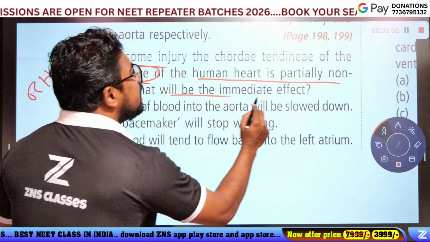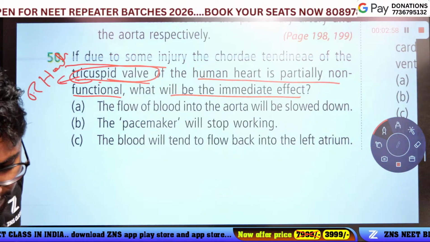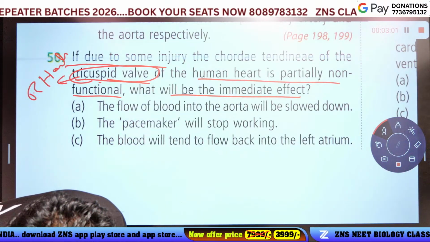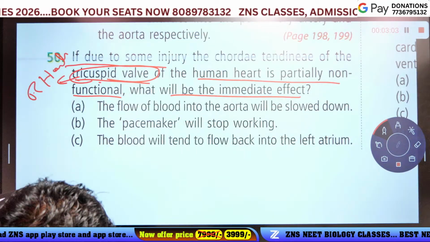what will be the immediate effect? What will be the immediate effect? Option B, Mubarak Ansari? Option B. Okay, confirm.